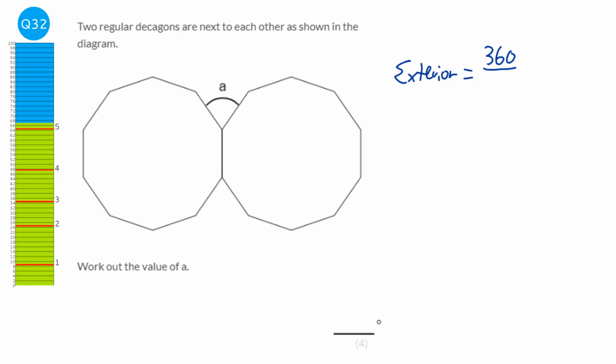These are decagons, which means they have 10 sides. So the exterior angles will be 36 degrees. And an exterior angle is just an angle that continues on. You just continue on from the side.